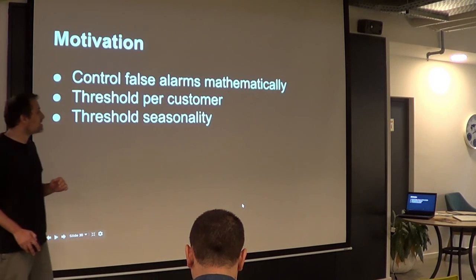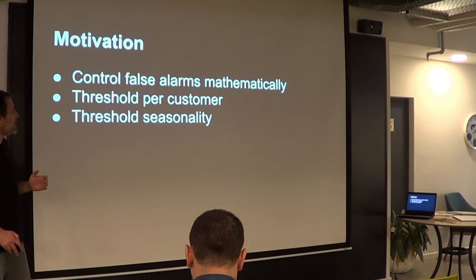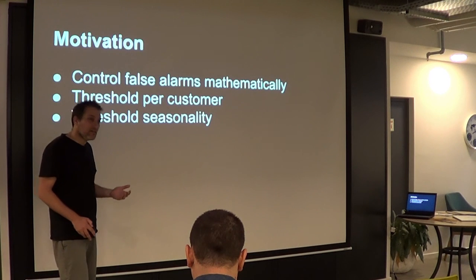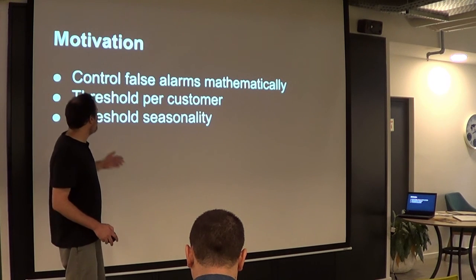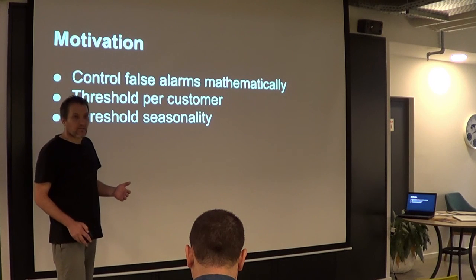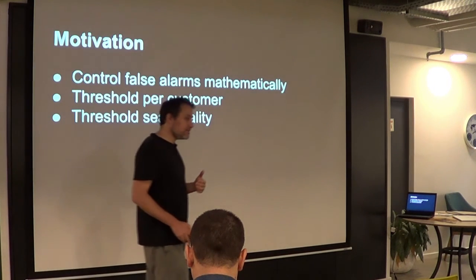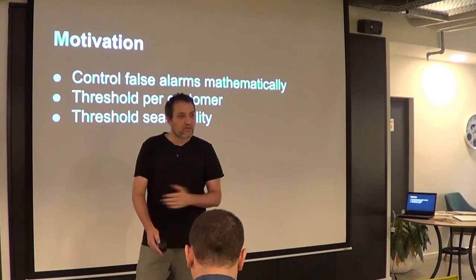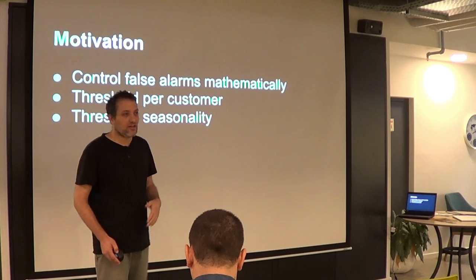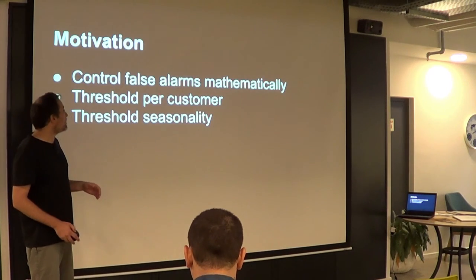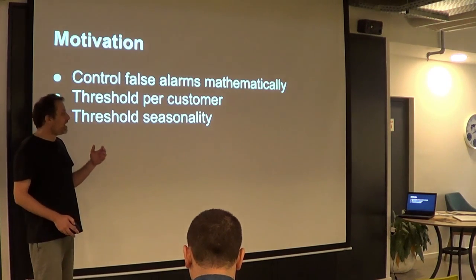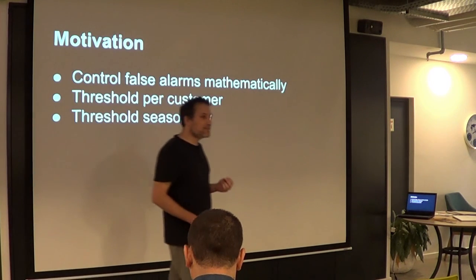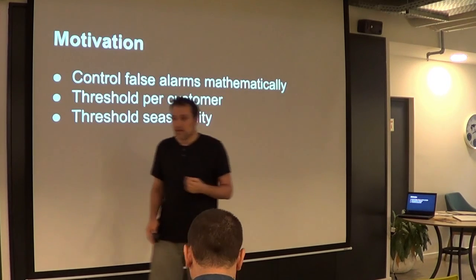So some requirements. For example, I want a different threshold per customer. Okay, some customers have high decline rate and some don't. And I want to take into account seasonality. Okay? And sometimes, for example, Christmas, the decline rate changes compared to, let's say, June or July. And I want to be able to define what is the sensitivity level of the alarm. Okay?